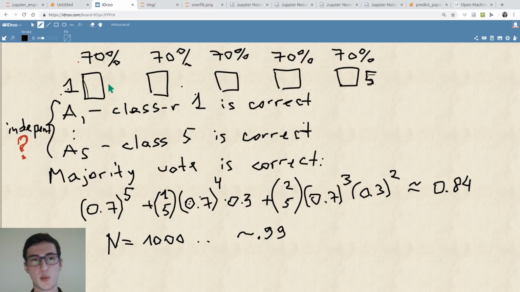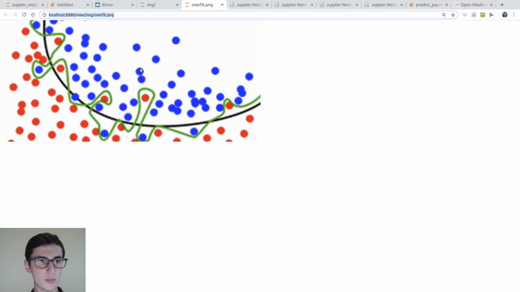But if classifiers work somehow differently, you can actually mix their predictions, in the simplest case just with a majority vote, and you'll see an increase in quality. So this is one intuition behind ensembling. The other one is delivered with this picture.